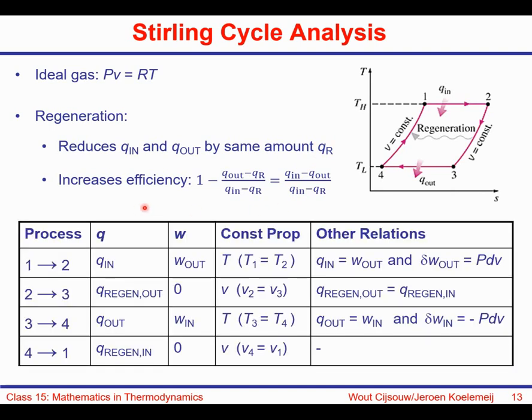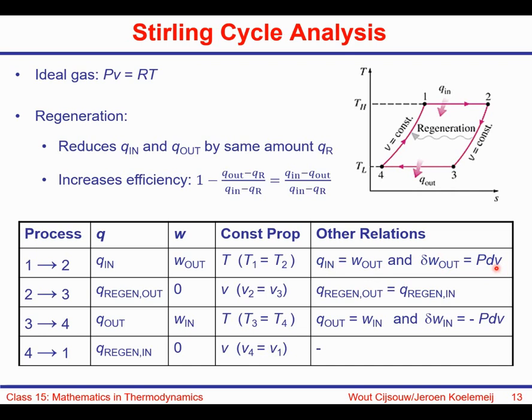We can also take a look at all these different segments in the cycle again, and for example, going from 1 to 2, there's a thermodynamic property that's constant here. That's the temperature in this case. And the heat that goes in, that's ideally all converted to useful work if everything is perfectly reversible. So the heat that goes in is the work that we will get out. And the work, of course, has to do with the fact that we have a change in volume at a certain pressure.